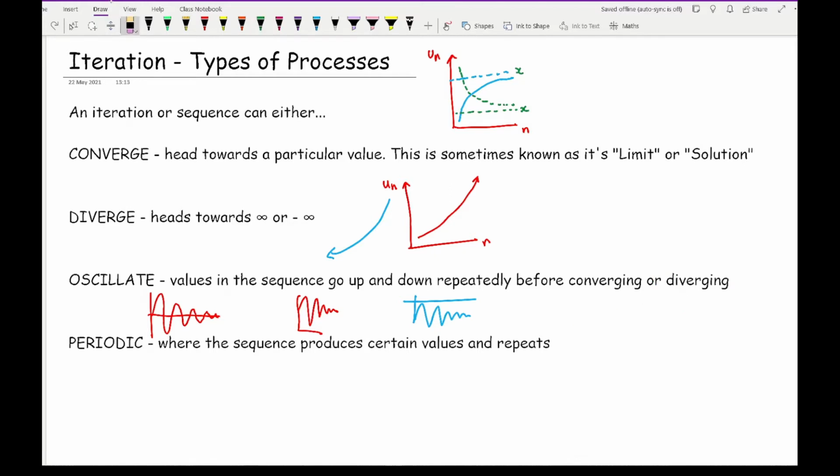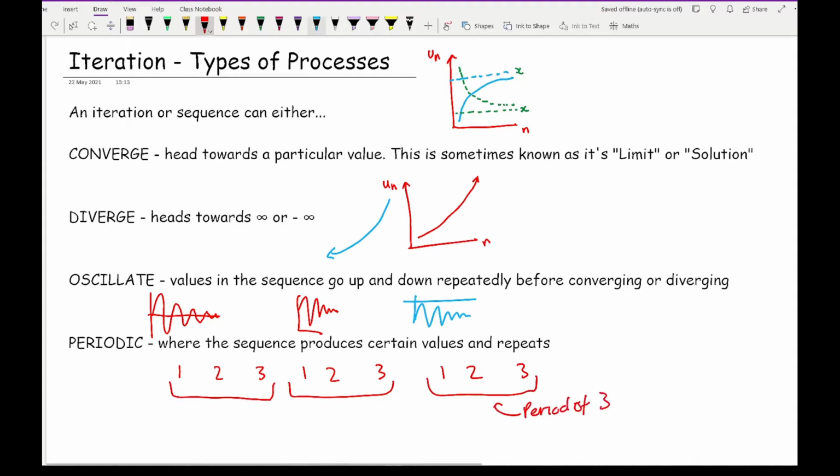And then our final one is what we call a periodic sequence. This is when the sequence produces certain values and then repeats on itself. So for example, if I had a sequence that started off 1, 2, 3, and then went back to 1, 2, 3, and then 1, 2, 3, then the repeated pattern would be those 3 digits. And we could say that this has got a period of 3.